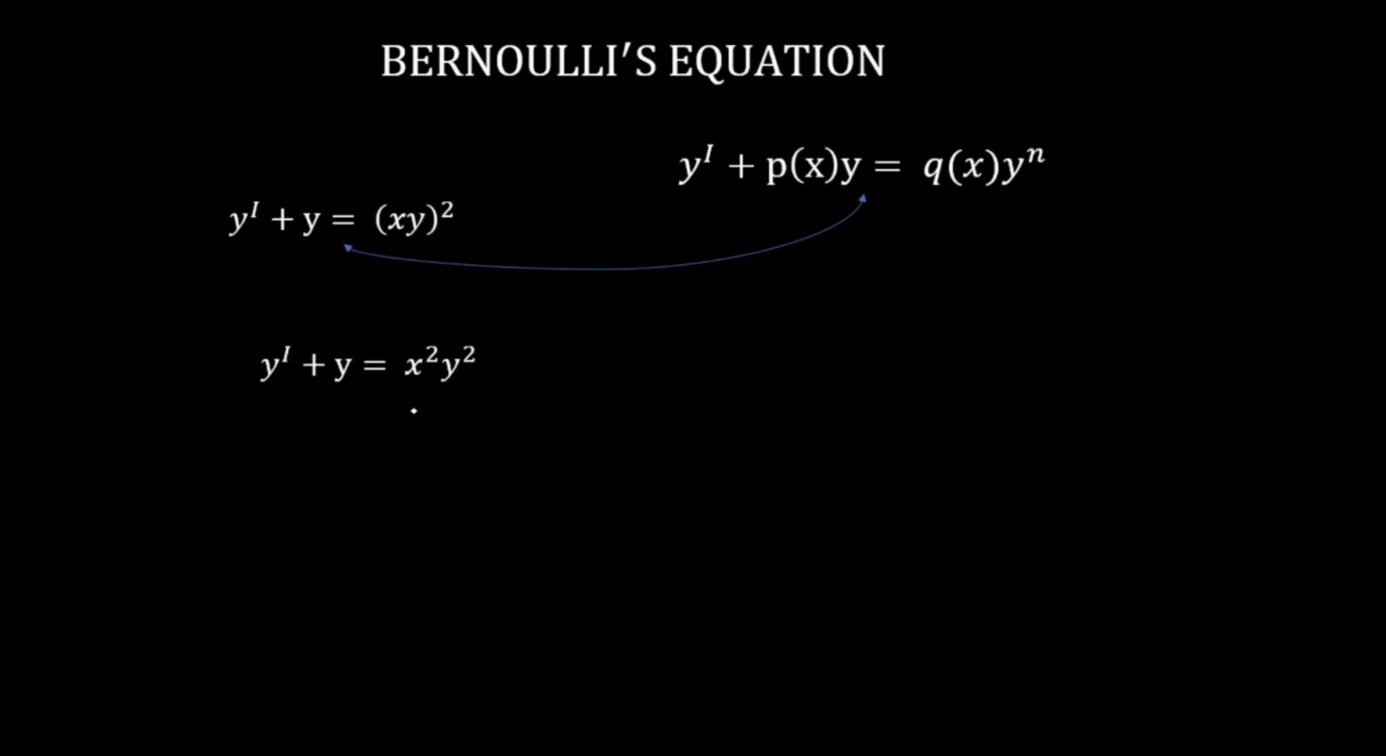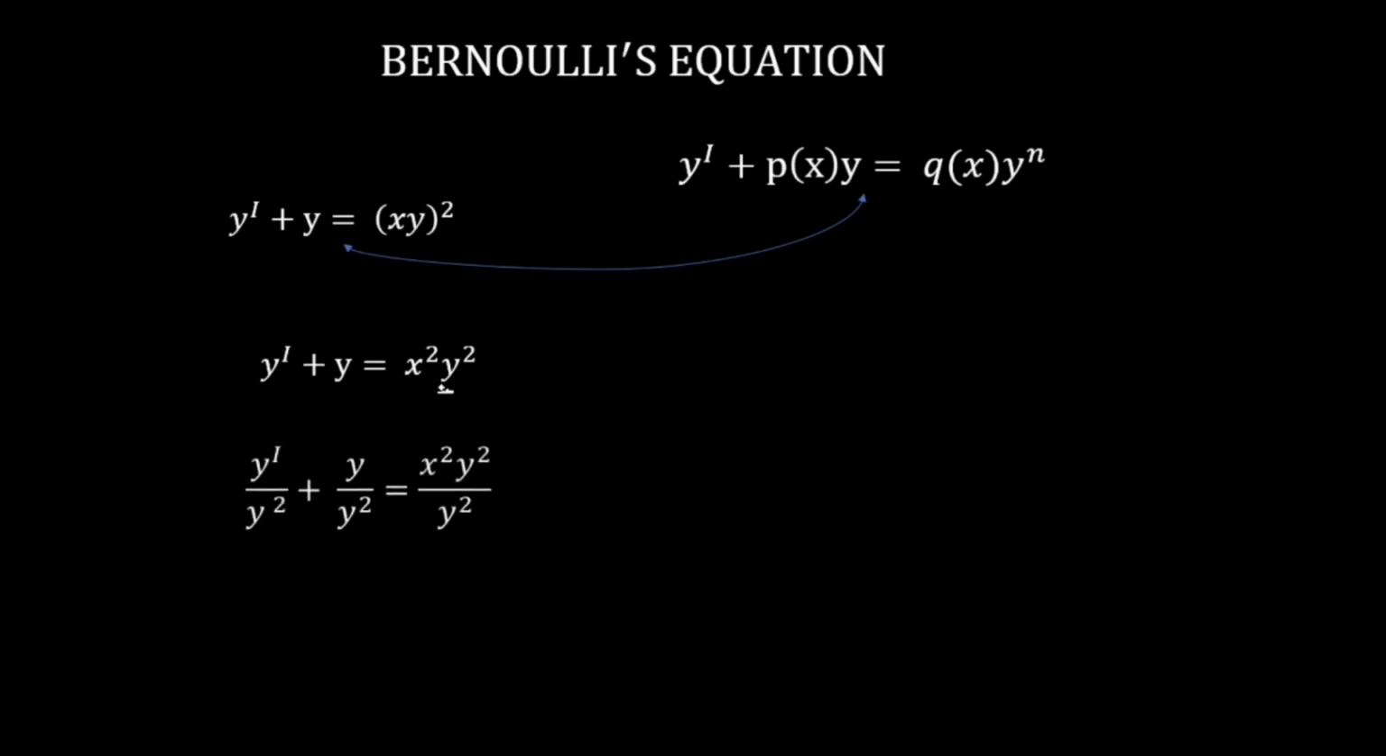The next step is to multiply through by 1 over y squared, that is, to divide through by y squared. That's the first thing we do. But always note that when the coefficient of the derivative term is a variable, you first divide through by that before you divide through by the y squared.